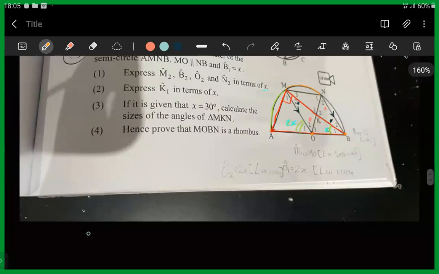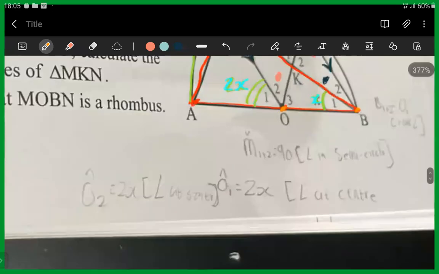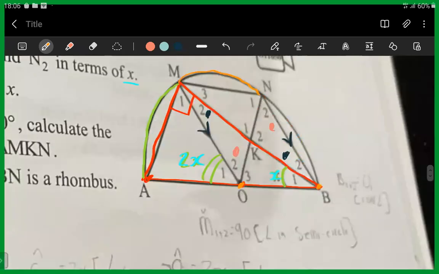You see, O2 is double whatever B2 is. Your reason there is angle at center of circle. So as long as you have this angle at the center of the circle, you already know that it is double this one here.